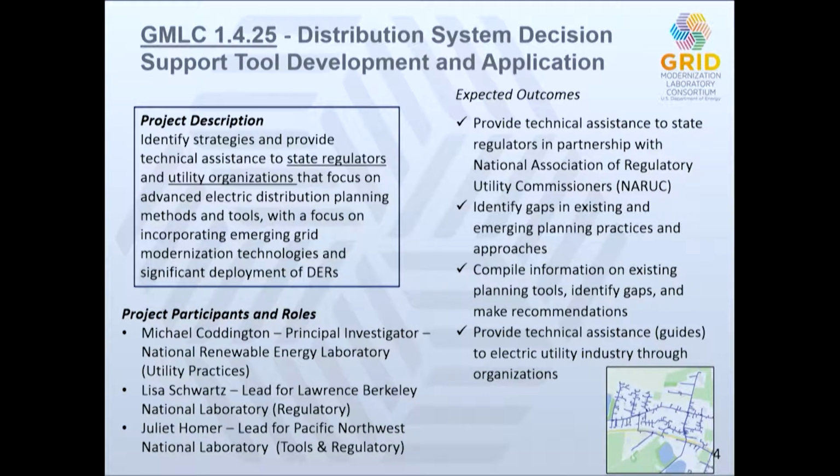This is in detail the project that I'm working with. You can see the expected outcomes. In the interest of time, I'm not going to read those. It'll be on your website for you to see. Michael Coddington, who we heard from earlier, is a part of this team, along with Juliet and Lisa Schwartz from the Lawrence Berkeley National Laboratory. It's a cross lab function. Our goal is to eventually be resources to you, the regulators.